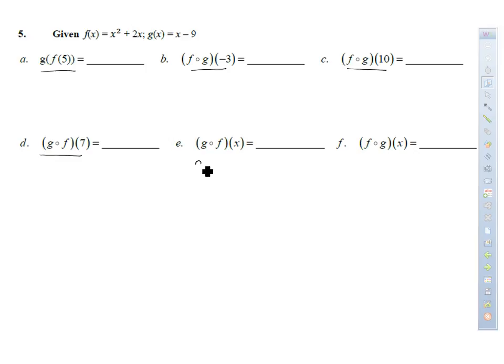So I'm going to find g of x squared plus 2x. Or pick up f, dump it into g. So it looks like I'm going to have x squared plus 2x, and then minus 9. No like terms? There's your answer. x squared plus 2x minus 9.